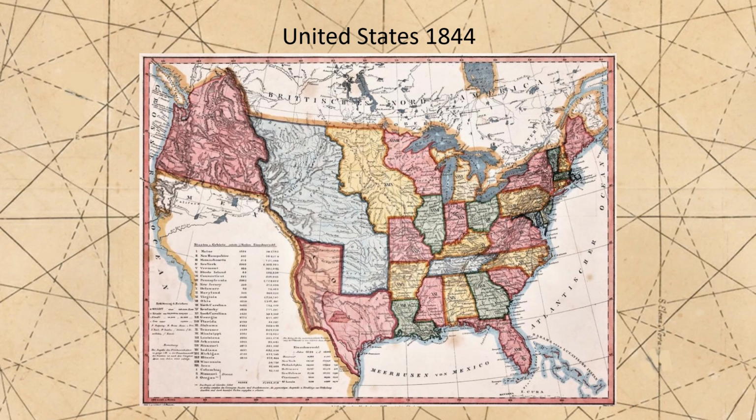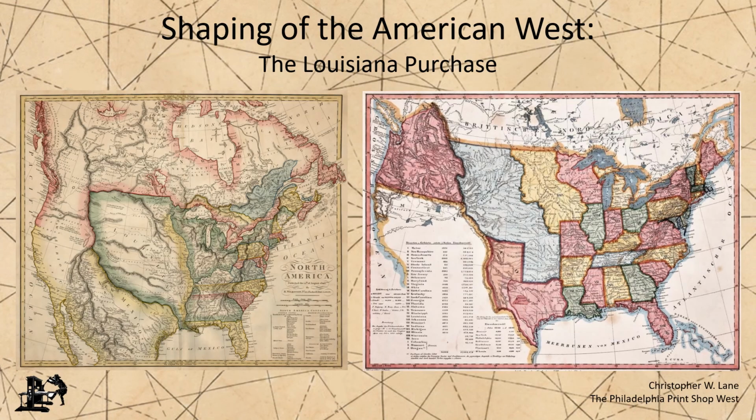So, to summarize, by 1844 in the old Louisiana Purchase, the lands along the Mississippi River had been broken up into smaller units, with two states, Louisiana and Missouri, and two territories, Arkansas and Iowa. The rest of the original purchase, up to the Continental Divide, was still unorganized Indian Territory.